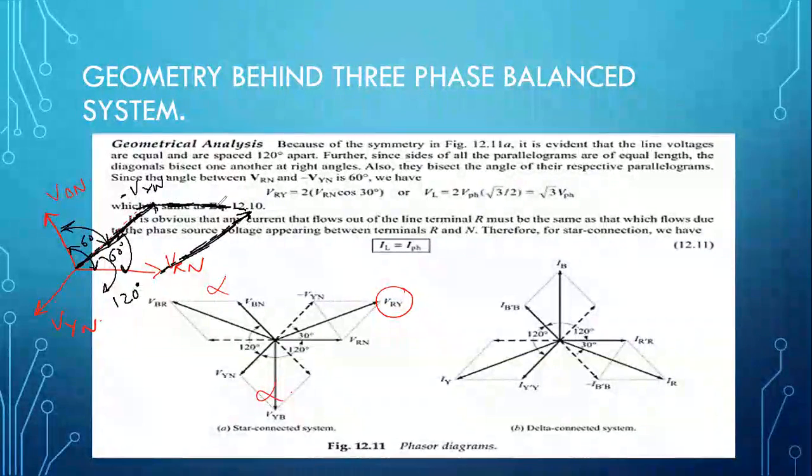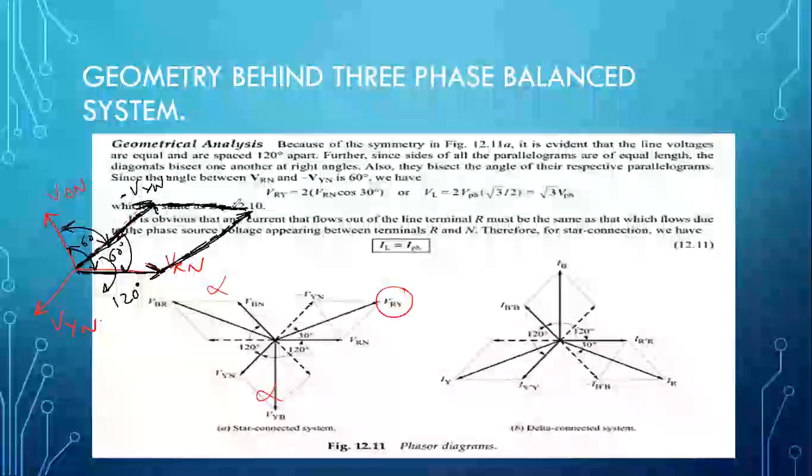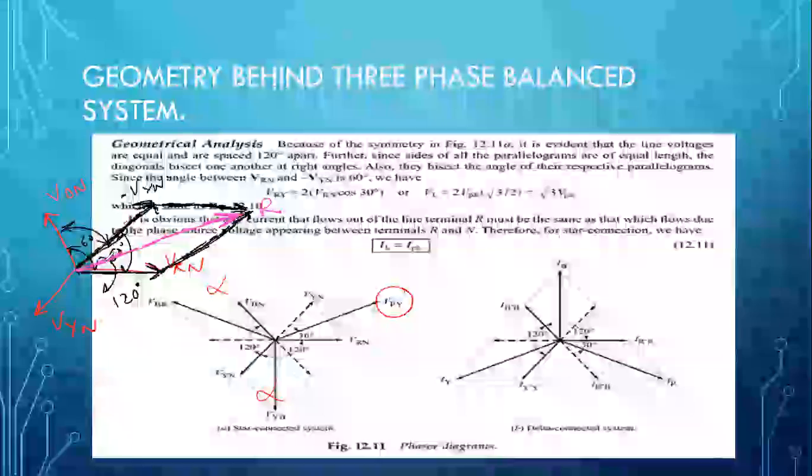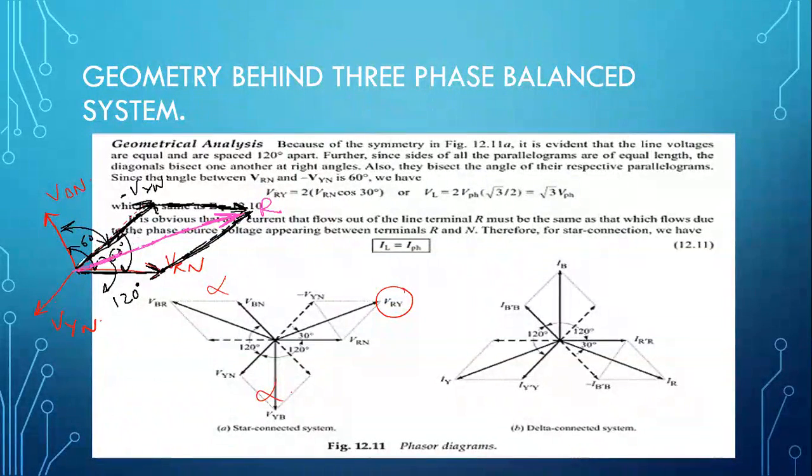Now again, I have this parallelogram. So now with this, I can have a resultant vector. This resultant vector I'm calling VRY, or the line voltage. Now again, this 60 degree, I'm cutting equally, the angle bisector is there. So now this angle is coming out to be 30 degree.